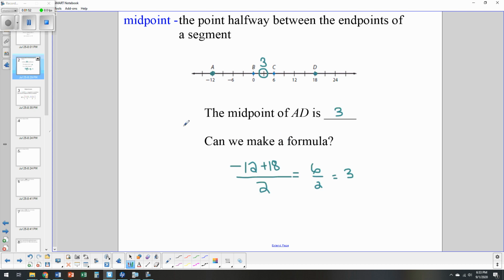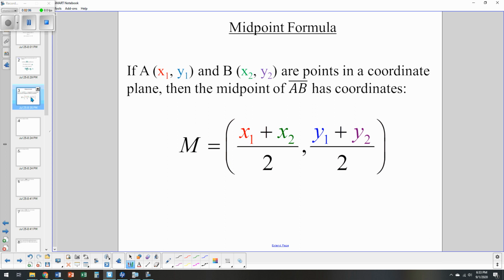The same can be said if it has more than one dimension here, right? This is just a horizontal line, but if I had a diagonal line that has an x and a y component to it, I have to account for both. So that's where we get the midpoint formula. If you have two different points, A and B, and A is represented by x sub 1, y sub 1, B is represented by x sub 2, y sub 2, then the midpoint for that segment is going to be the sum of the x's divided by 2, or the average of the x's, comma, the sum of the y's divided by 2, or the average of the y's.